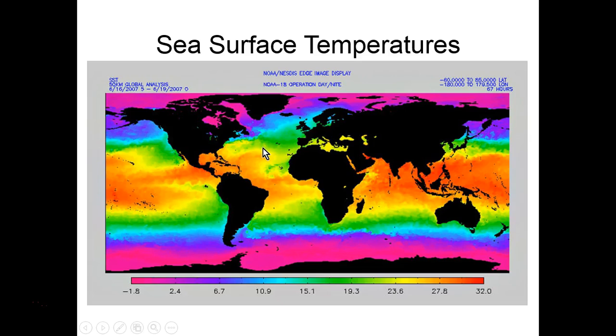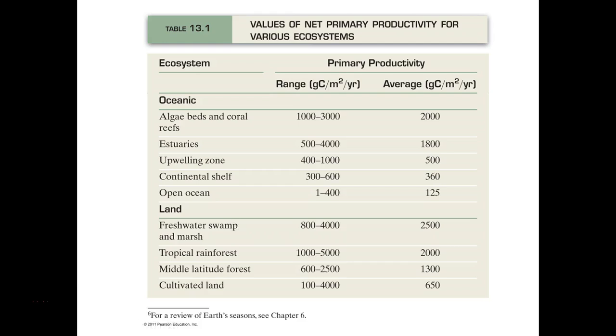Okay, so compare that to sea surface temperatures, and we should see that in places where the water is colder, generally speaking, we have higher productivity than in places where the water is warmer. Okay. This table here is showing you, based on different ecosystems, what the primary productivity is there. So the highest primary productivity in our oceans occurs in algae beds and coral reefs. And so we'll actually talk about those next week.